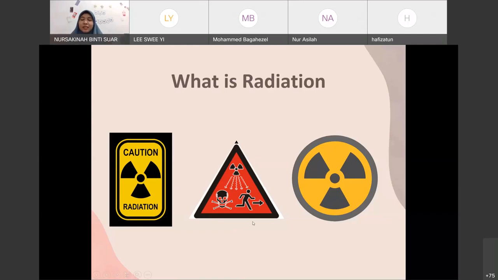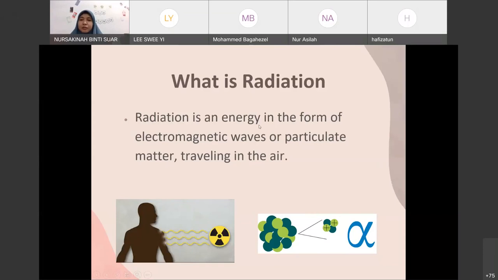There's also a distinction between ionizing radiation and non-ionizing radiation. When you're talking about radiation and you see this symbol, we are talking mainly about ionizing radiation and not non-ionizing radiation. And if we go by definition, what is radiation? Radiation is energy in the form of electromagnetic waves or particulate matter, which travels in the air.